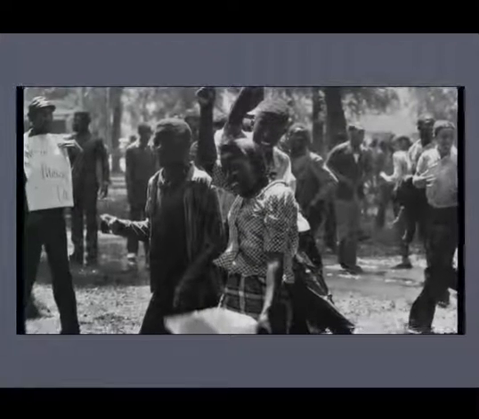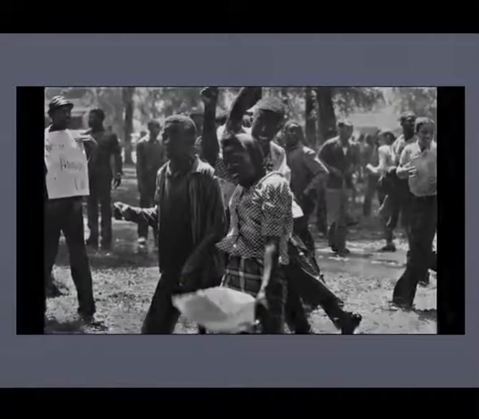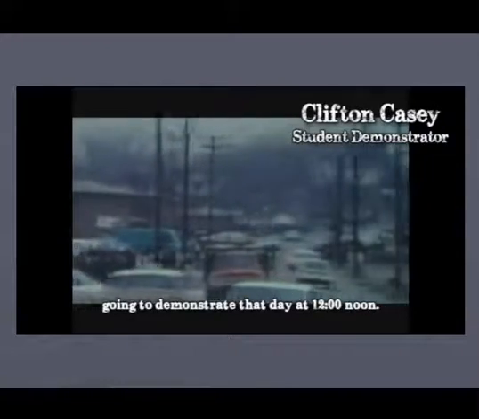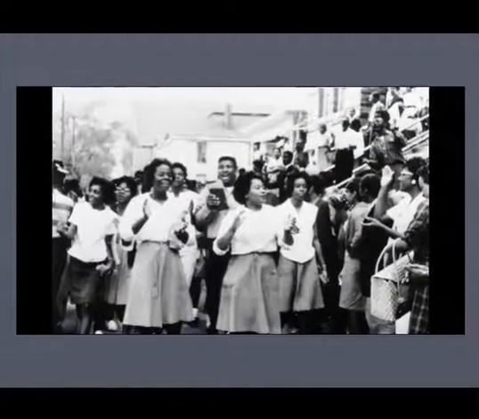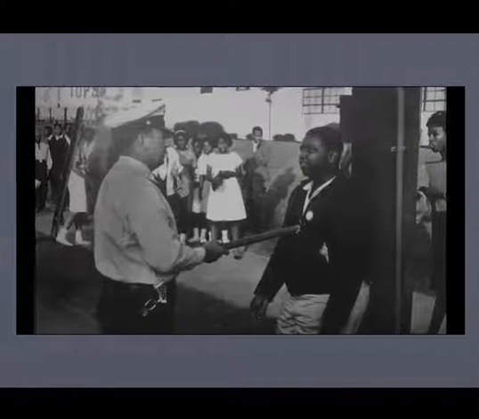On May 2nd, DJ Shelley the Playboy announced, "Kids, there's gonna be a party at the park." It was a signal. Black students of all ages climbed out classroom windows and over fences. "They called it D-Day, for the demonstrate today at 12 o'clock noon. I know we were all leaving school." Some children walked as much as 18 miles to congregate at the 16th Street Baptist Church, site of mass meetings and nonviolent training for the movement. They would face the police they'd been taught to fear.